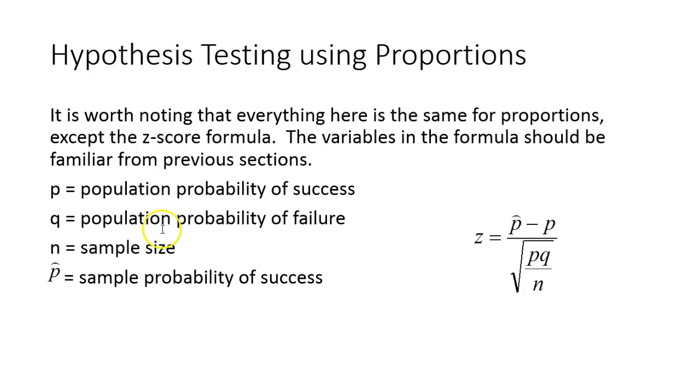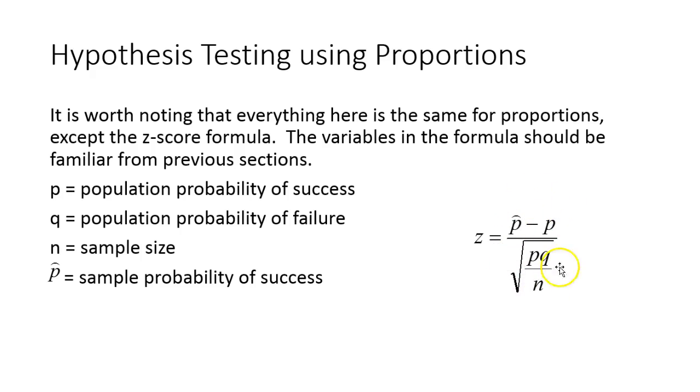The last thing to mention here is in the last section of the chapter, they do hypothesis testing using proportions. We could go through everything here, all 14 slides again, but everything will be the same except for how you calculate the z-score. You may recognize some of this from previous chapters, but here's the sample probability or proportion, the p-hat, and the population probability is p. Of course, q is the failure rate, and n is the sample size.